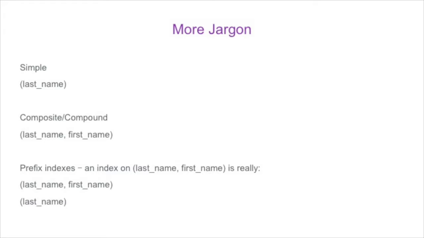So let's talk a little bit more about jargon. A simple index is an index that has one field in it, like last name. A compound or composite index has more than one field in it, like last name, comma, first name. This is actually kind of interesting because MySQL has prefix indexes. So an index on last name, first name gives you an index on last name, first name, as you'd expect. But it also gives you an index on last name for free. You're already covered. So a lot of people will make both these indexes, and that's redundant. You don't need to do that.